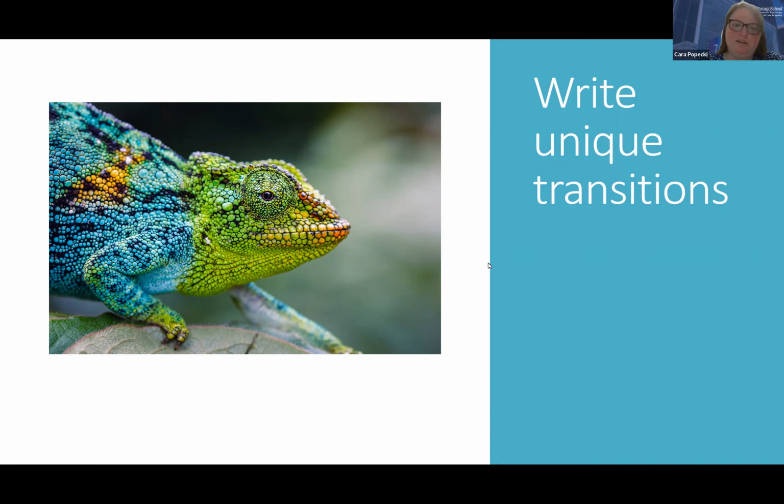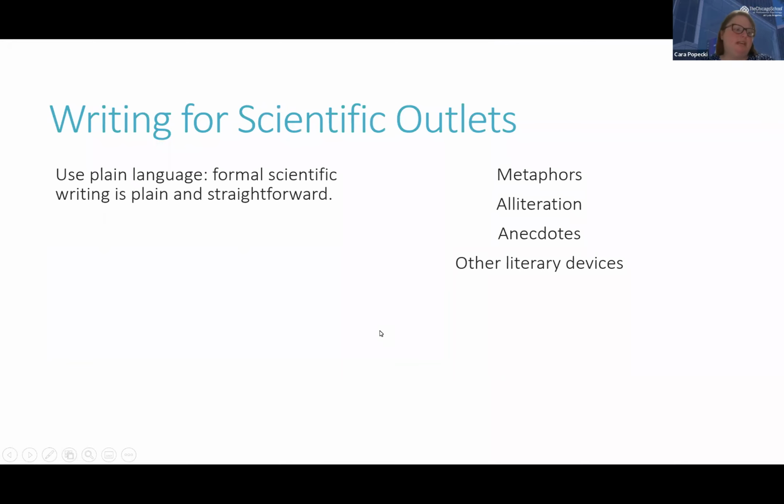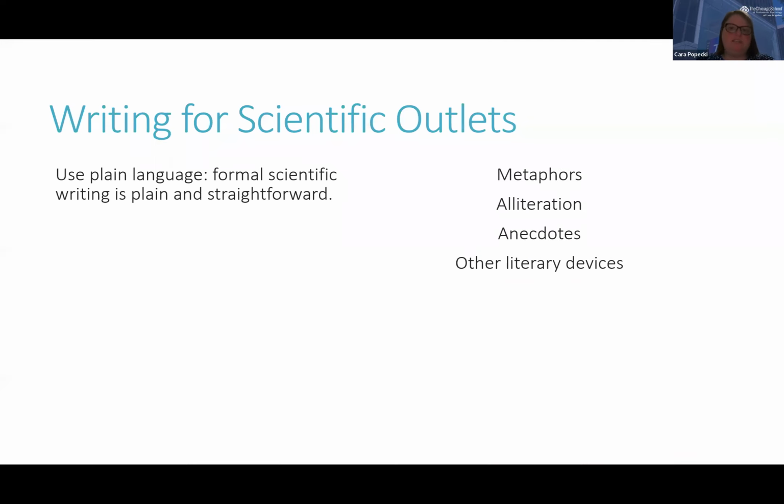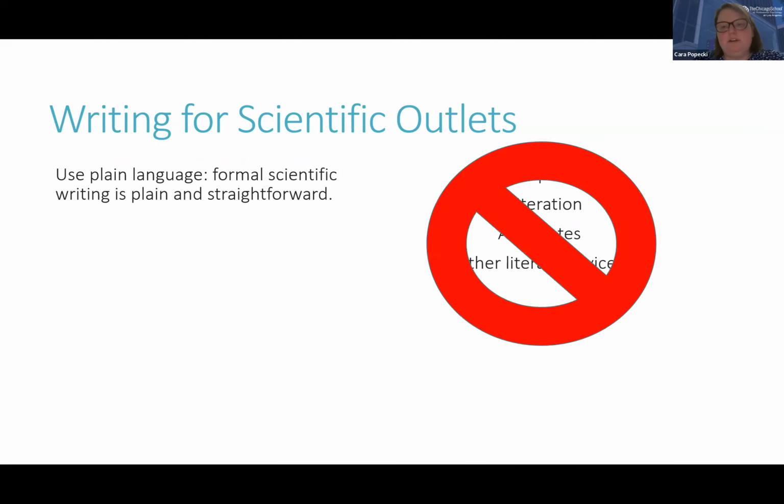Unique like this little chameleon here. All right, let's move on to our next topic, writing for scientific outlets. So when we're writing for scientific outlets, we want to use plain language. Formal scientific writing is plain and straightforward. So things like metaphors, alliteration, anecdotes, and any other type of literary devices, they're a no-go. So one more time, metaphors, alliteration, anecdotes, and other literary devices, they're a no-go.